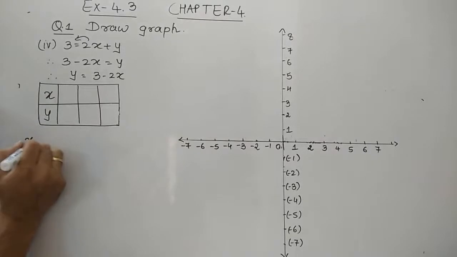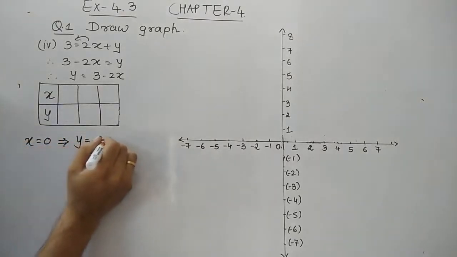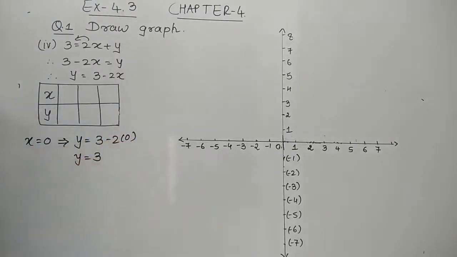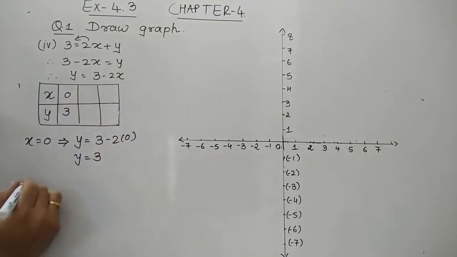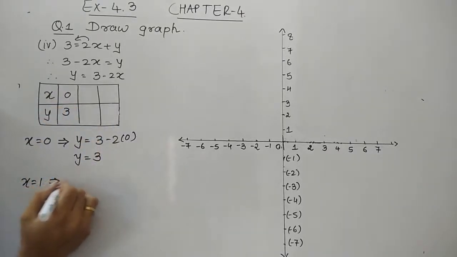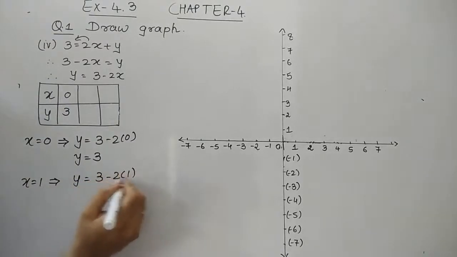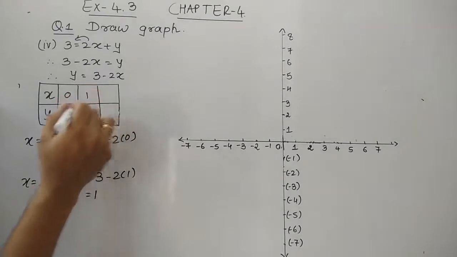So we will suppose values for x. When x is 0, so let's find y. 3 minus 2 into 0. So 3 minus 0 is 3. So x is 0, y is 3. I'll go for x is 1. So y is equals to 3 minus 2 into 1. So 3 minus 2 is 1. So when x is 1, y is also 1.